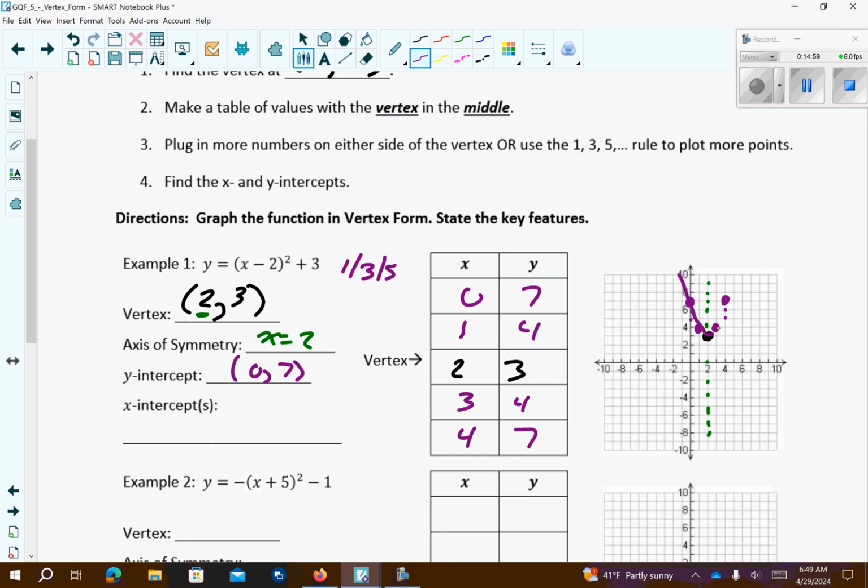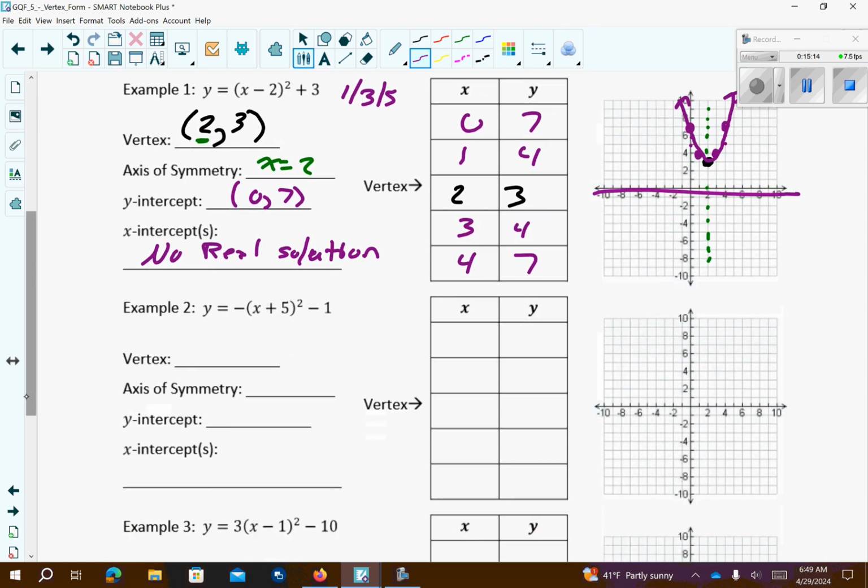Will this parabola ever cross the x-axis, which is right there? And the answer is no. So the answer is no real solution. There are other times when it does cross it, where we can't see it. We call those irrational. These are called no real solution.